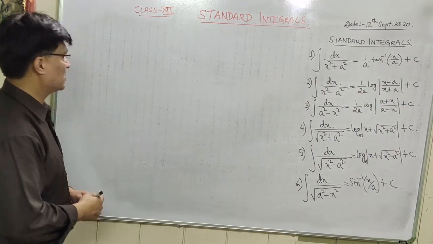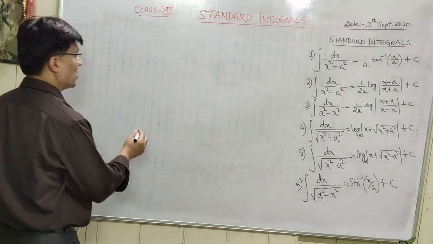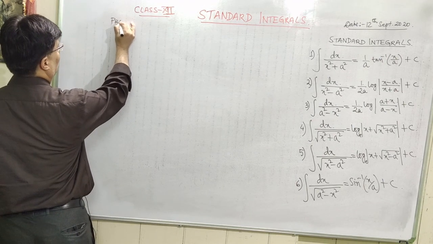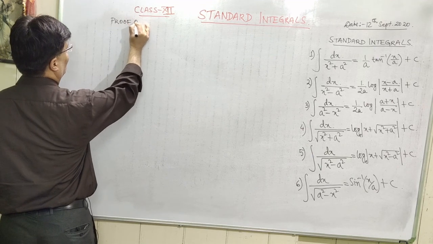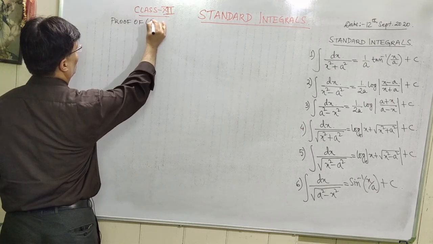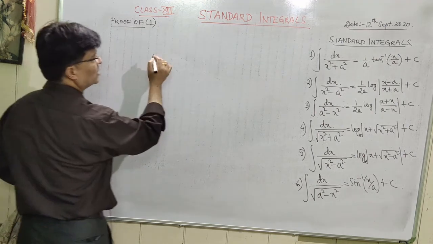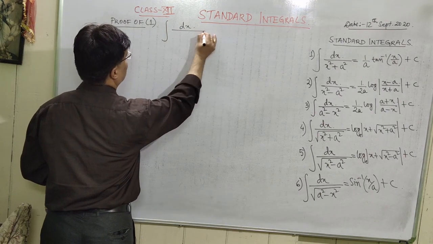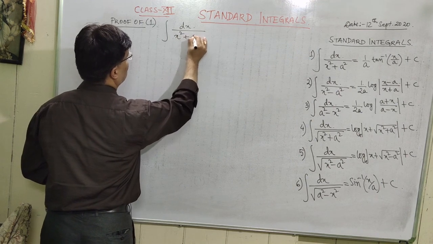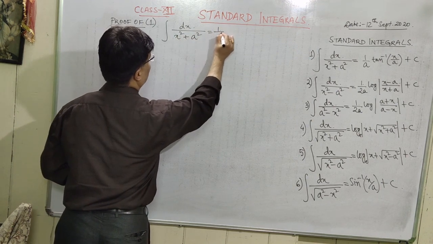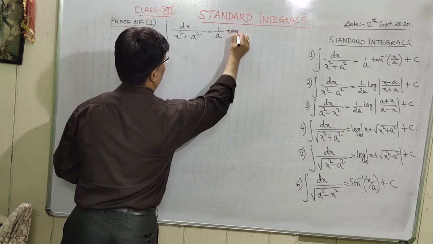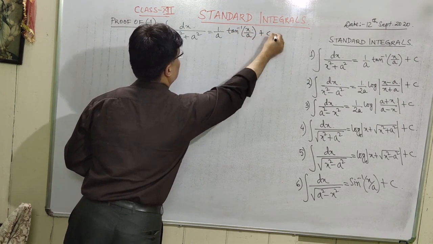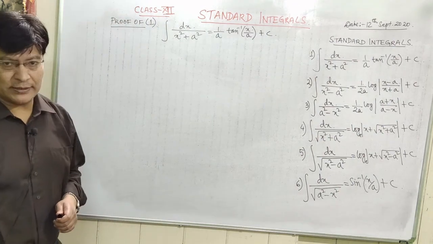So now let us prove it. So now let us prove number 1. That is proof of number 1. So we will prove that integral dx divided by x square plus a square is equal to, what is the formula? 1 upon a tan inverse x upon a plus c. Now let us prove it.